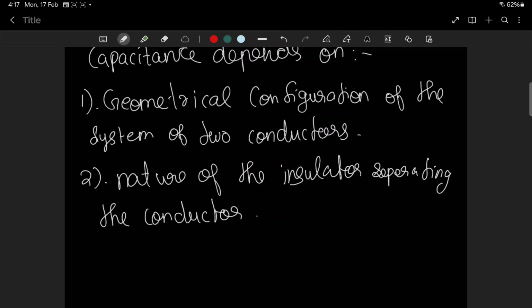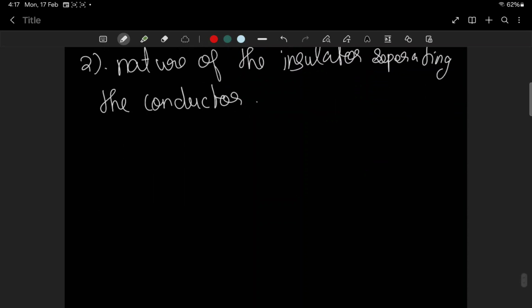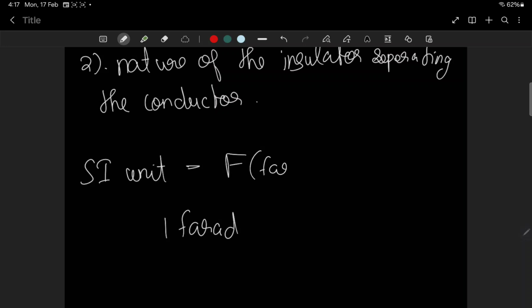Got it? Now what is the SI unit of capacitance? The SI unit of capacitance is the farad, F. 1 farad is equal to Q by V, that is, 1 coulomb per volt.